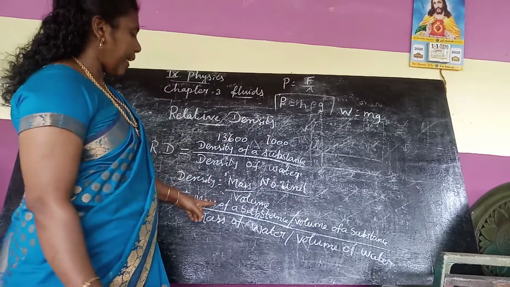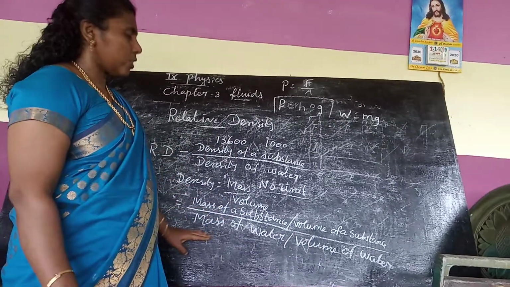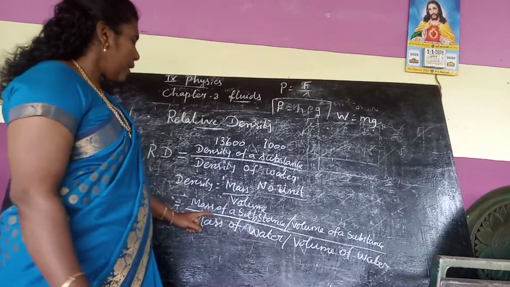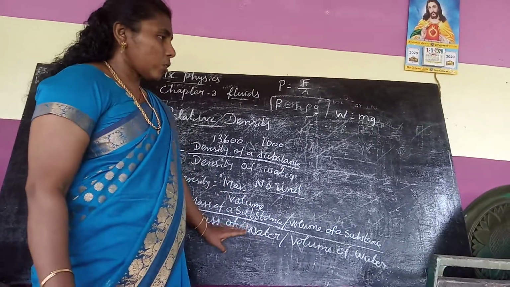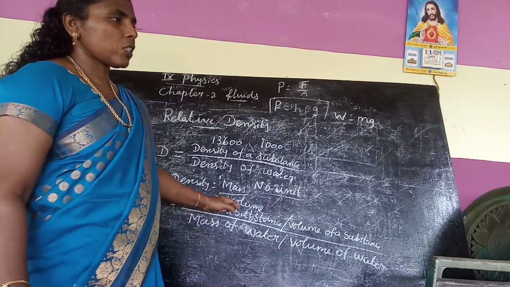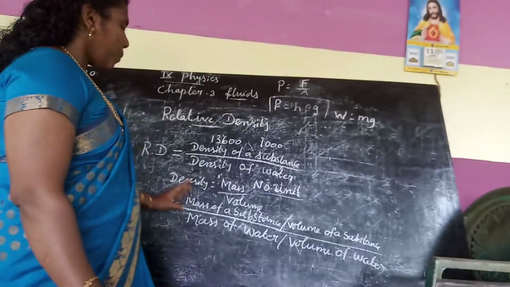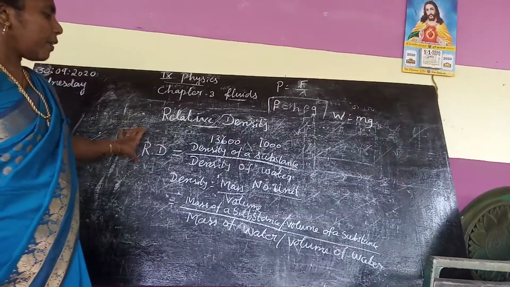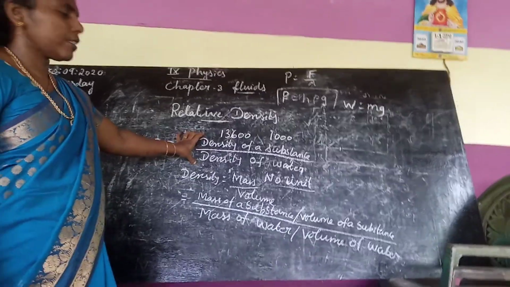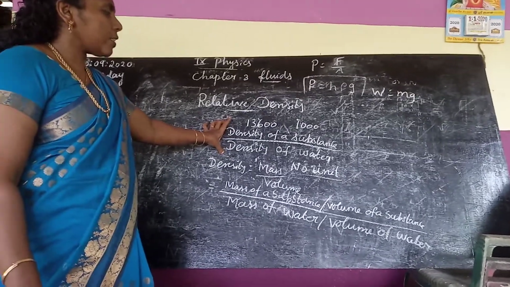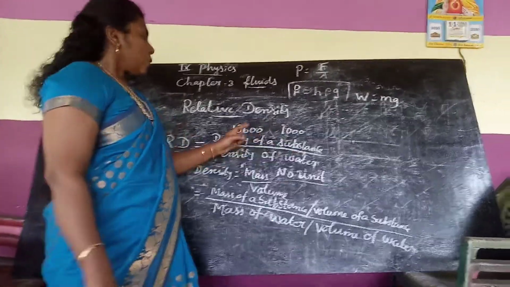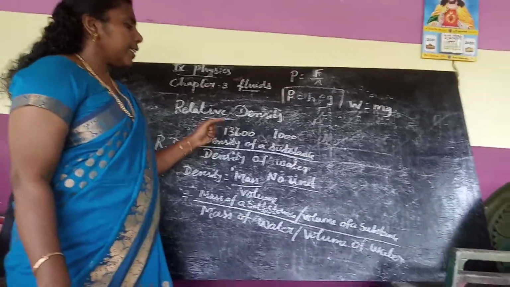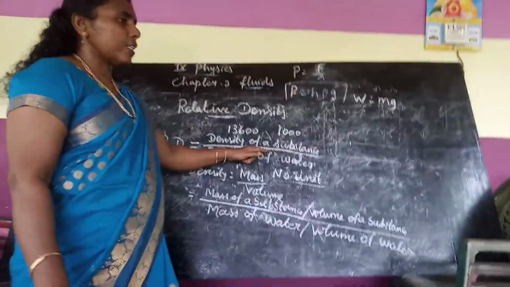Next we can write the mass of a substance divided by the mass of water. The mass of a certain volume of a substance divided by the mass of water. So we can write this formula for relative density: density of a substance divided by density of water.